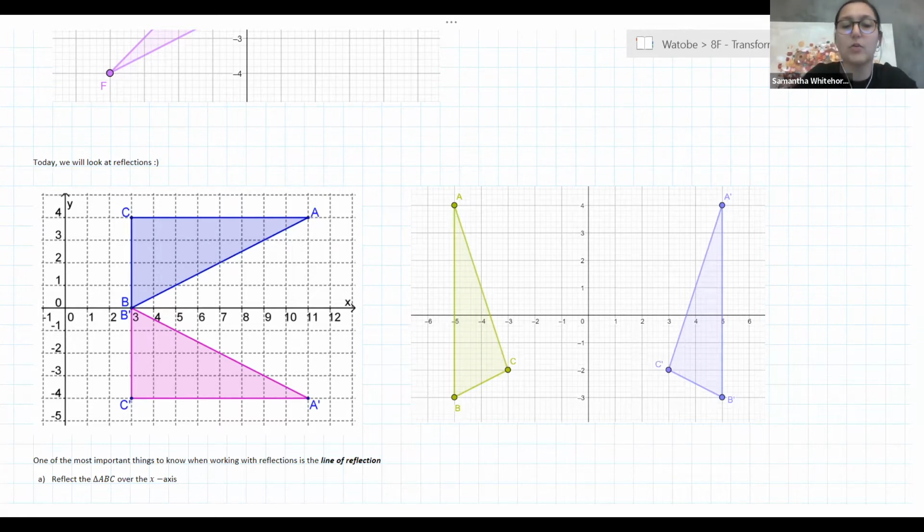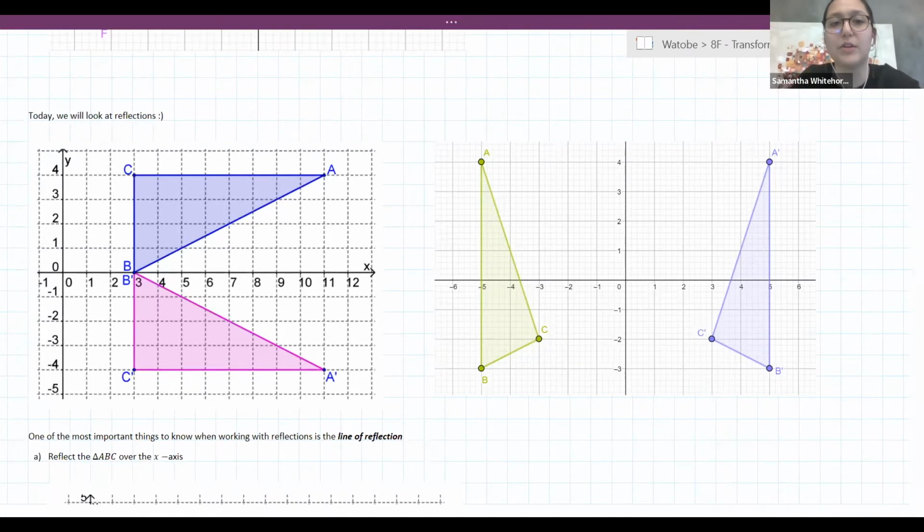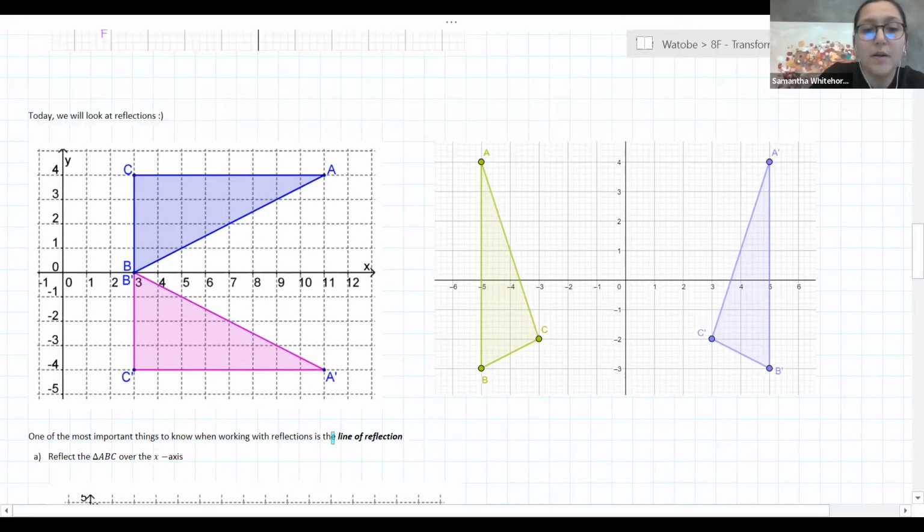Okay, now what is super important when we do reflections is firstly, we need to know which line of reflection we are working with. So if I just make this a tad bigger, there is a phrase that will come up here called the line of reflection. And that is basically which line you are reflecting the shape over. This will make a little bit more sense in a second or two.